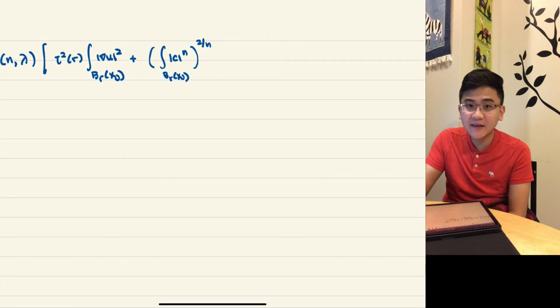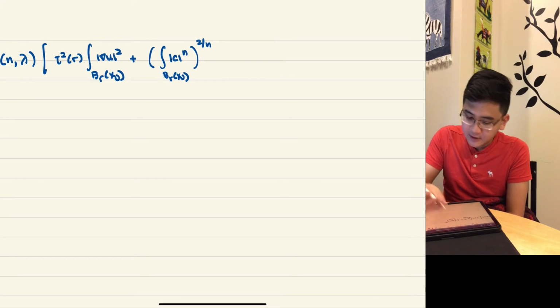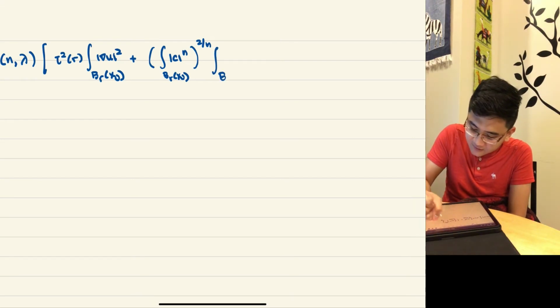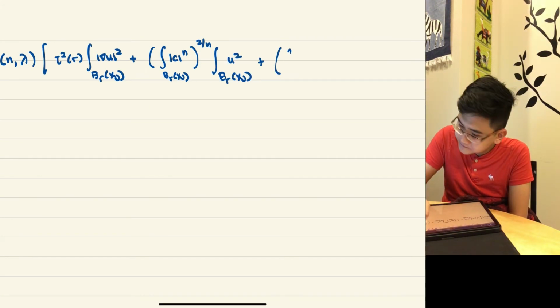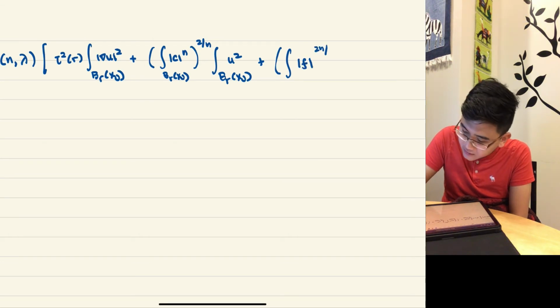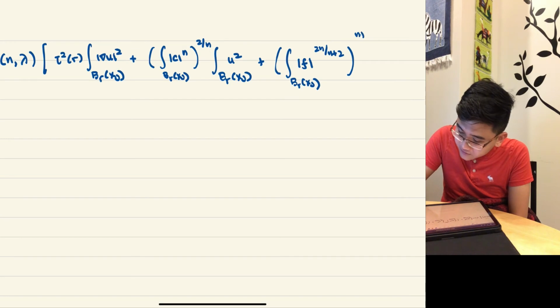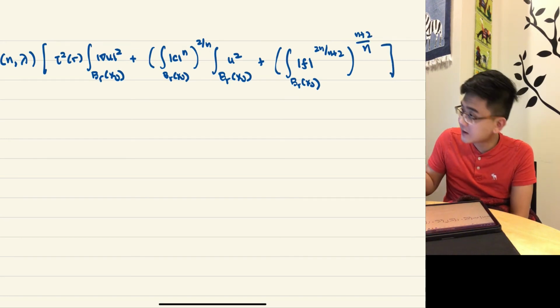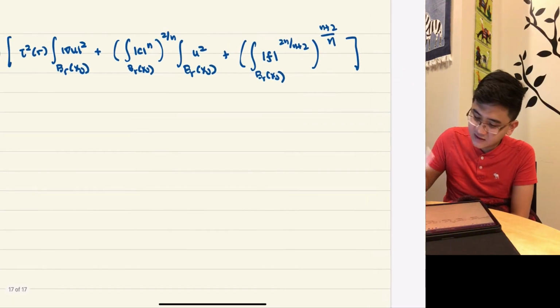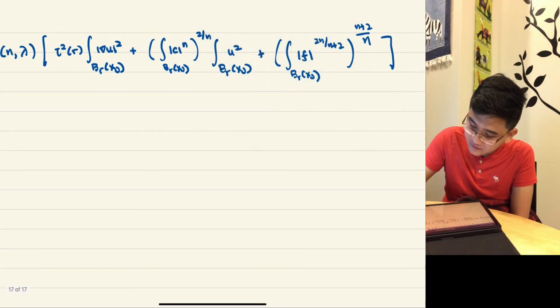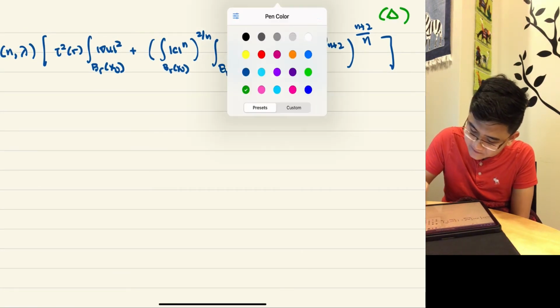It kind of looks complicated, but it's not as daunting as it looks. n over m plus 2, I have B_R. Just a bunch of writing down. Okay, and I am calling this equation triangle. So this is equation triangle.